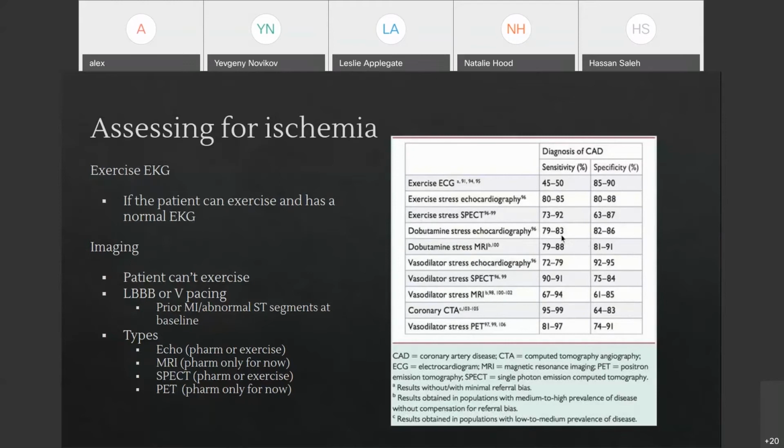Dobutamine stress echo, that's pretty accurate, about 80 and 80. Dobutamine stress MRI, we don't do a ton of anymore. It's typically regadenoson now, and those are approaching sensitivities in the high 90s and specificity in the high 90s. Same thing with PET, sensitivity and specificity in the high 90s. Coronary CTA, I'm not going to talk about. And then the vasodilator stress SPECT is just the regadenoson version of the exercise. And you can actually see it has really pretty good sensitivity and specificity too.